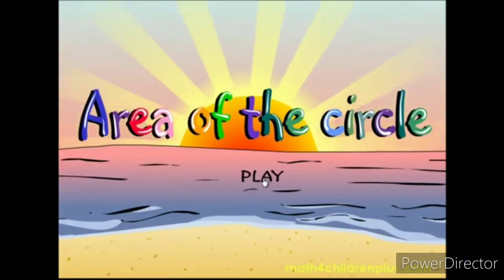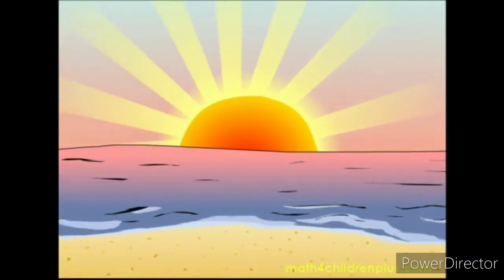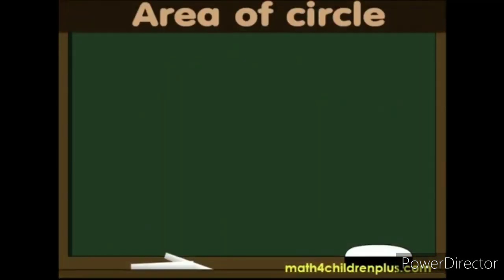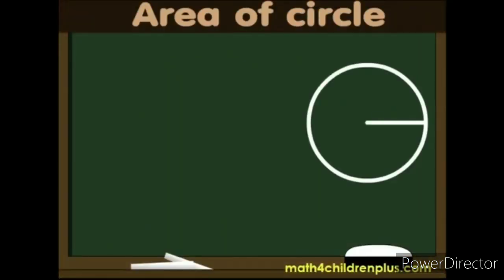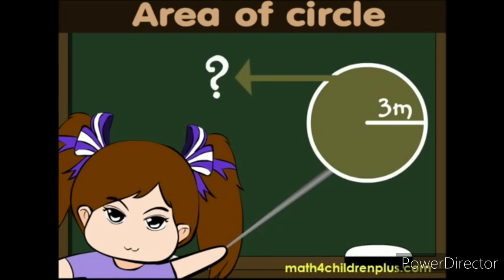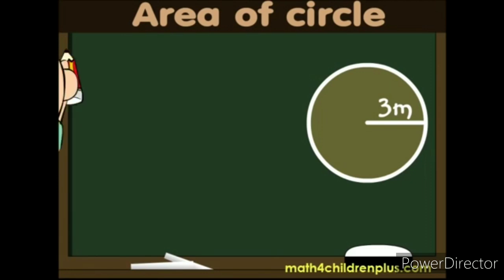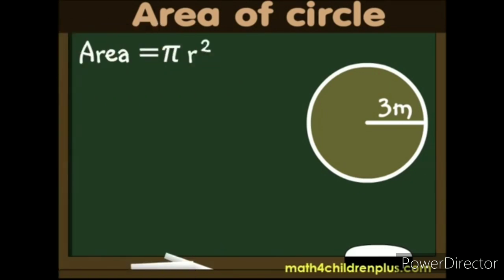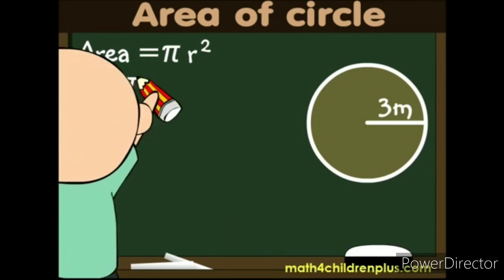Welcome to the area of a circle, where we learn the area of a circle. Ready? Start with your circle and measure the radius, which is a line halfway through the center. This radius is 3 meters. So what's the area of this circle? Area of a circle equals pi times radius squared.